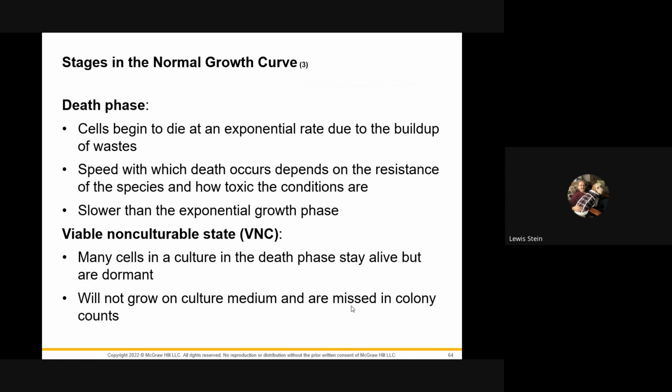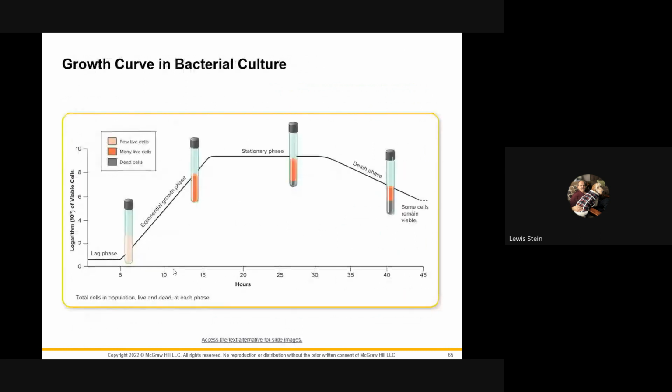Eventually, there's so much gone that cells begin to die at a similar but slower rate, a similar pattern but slower than they started to live. And the speed again is dependent. Then we will even see some viable cells that exist. I've tried to culture them after a year or so, keeping them in the refrigerator, where the liquid is still there and doesn't appear to have changed, but you can't get them to grow again.